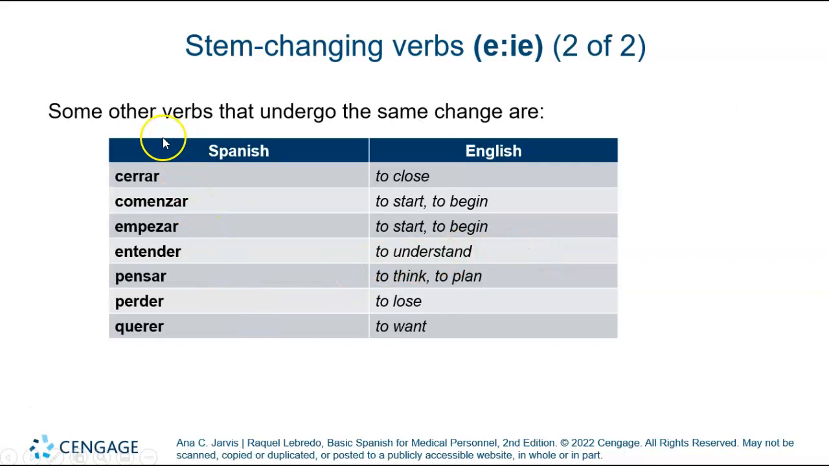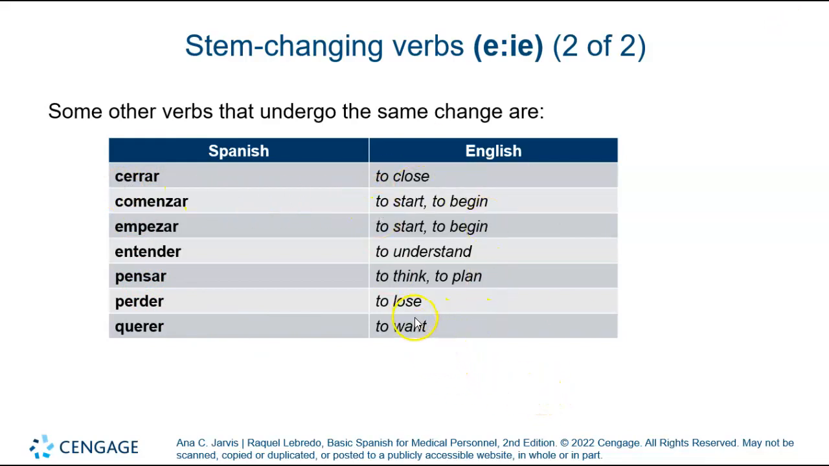Here are some verbs that also undergo a change, just like we discussed. So let's see if I can highlight over here. Do you see this right here? That first E in cerrar is the one we're looking at. This E in comenzar, this E in empezar, this second E in entender. Pensar has the one E. Perder, another, and querer. So those are going to be our changes. And we have the meanings.